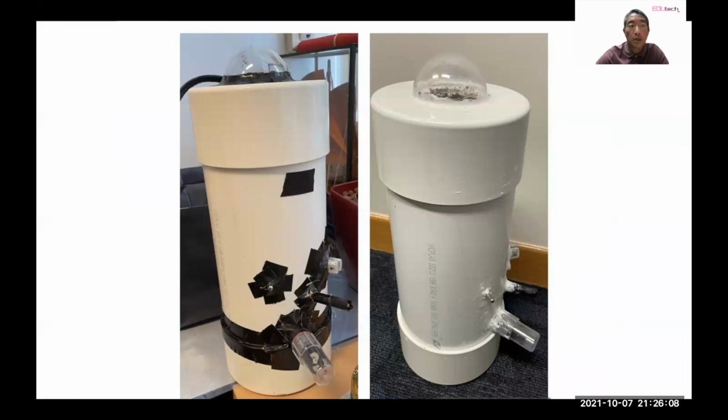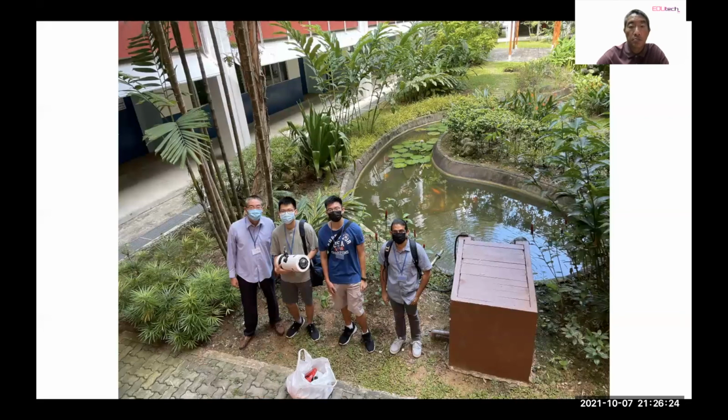After a few days, the Institute of Technical Education returned the pipe to us, and here's the before and after. You can see that they really did a terrific job of helping us seal the pipe professionally. So that's been our progress thus far. This project is still ongoing.